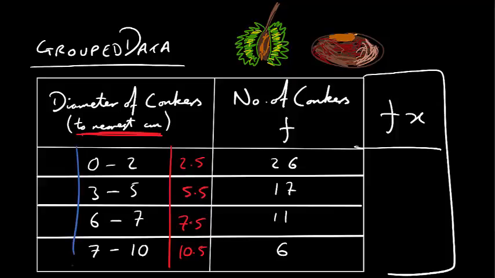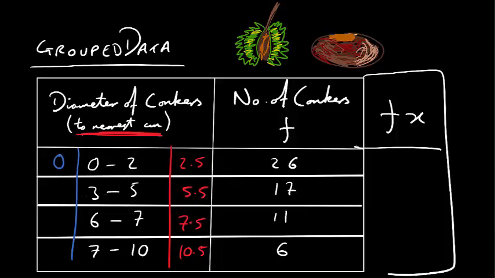Now I'm going to look at my lower values, which I can have. Remember, I'm to the nearest centimetre. If I'm from 0 to 2, what's the lowest value that I can have? It's still going to be 0. Well, technically negative 0.5, but you can't have negative 0.5 of a conker. So it's going to be 0, because that's the smallest value that I can have.